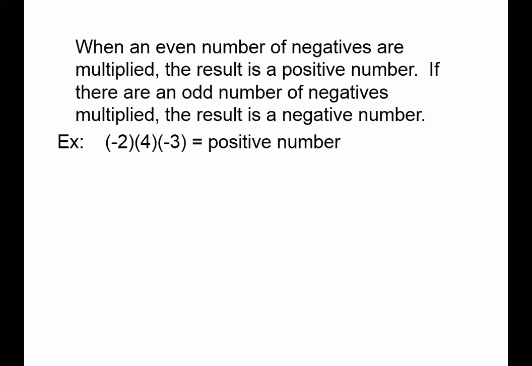Okay. Another example. Here we also have 3 numbers. All 3 of them are negative, so we have an odd number of negative numbers. So the result would be a negative. Okay, so if it's an even number of negatives, you're going to end up with a positive number. If it's an odd number of negatives, you're going to end up with a negative number.